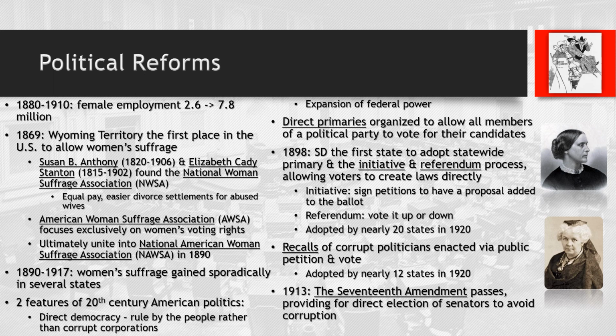And in 1913, we get the 17th Amendment is passed as well. This is kind of another step in the same direction. Provides for the direct election of senators, just so we can avoid that kind of corruption. Again, we're trying to move away from the spoil system. We're trying to move away from political favoritism, nepotism, and that sort of thing. So now the public themselves have a direct way of being involved in the election of a senator.